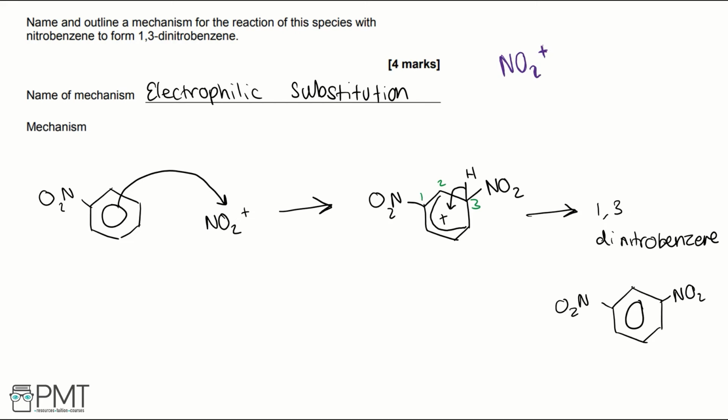To get the 4 marks for this question, you get a mark for the name of the mechanism, you get a mark for your first curly arrow, you get a mark for your second curly arrow, and then you get a mark for having this curved line in your intermediate and the positive charge. So this bit gets you your 4th mark.